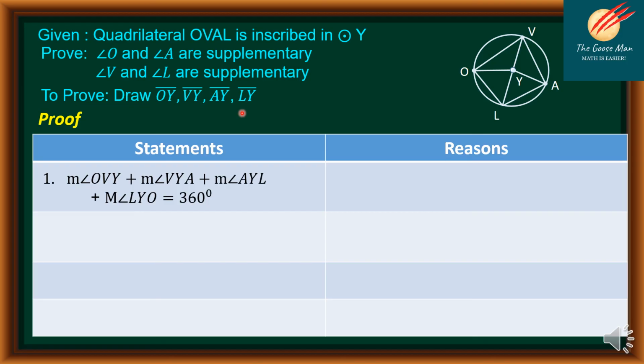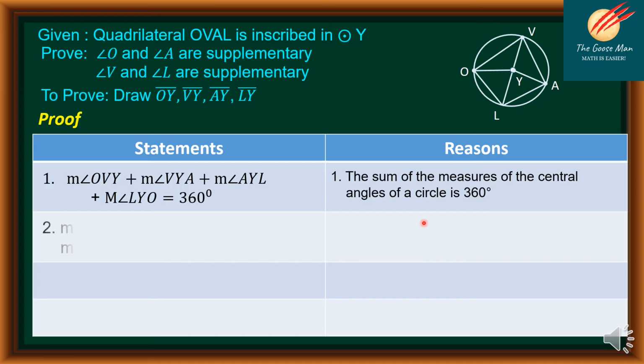For our statement number 1, we have the measure of angle OBY plus the measure of angle BYA plus the measure of angle AYL plus the measure of angle LYO is equal to 360 degrees. The reason is the sum of the measures of the central angles of a circle is 360 degrees.